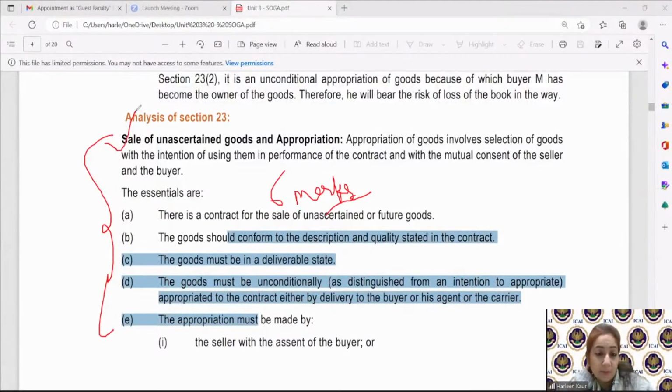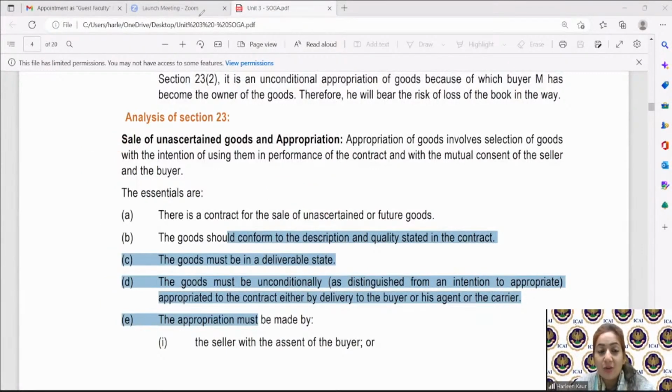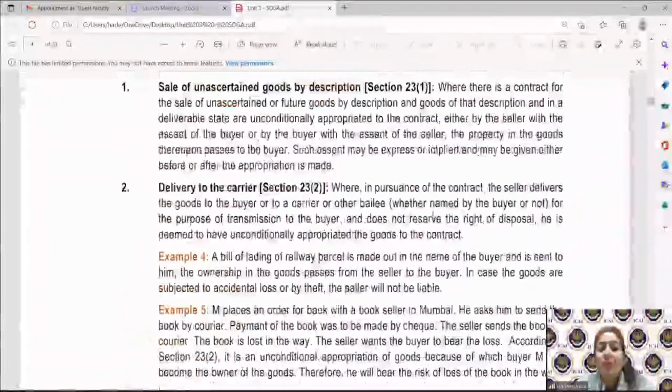Don't keep postponing. The more we procrastinate, the more it gets left and delayed. So learn appropriation of goods today. And remind me in the next class, I'll take your test on appropriation of goods. Is it clear to everyone, section 23 subsection 1? Now let's do 23 subsection 2.